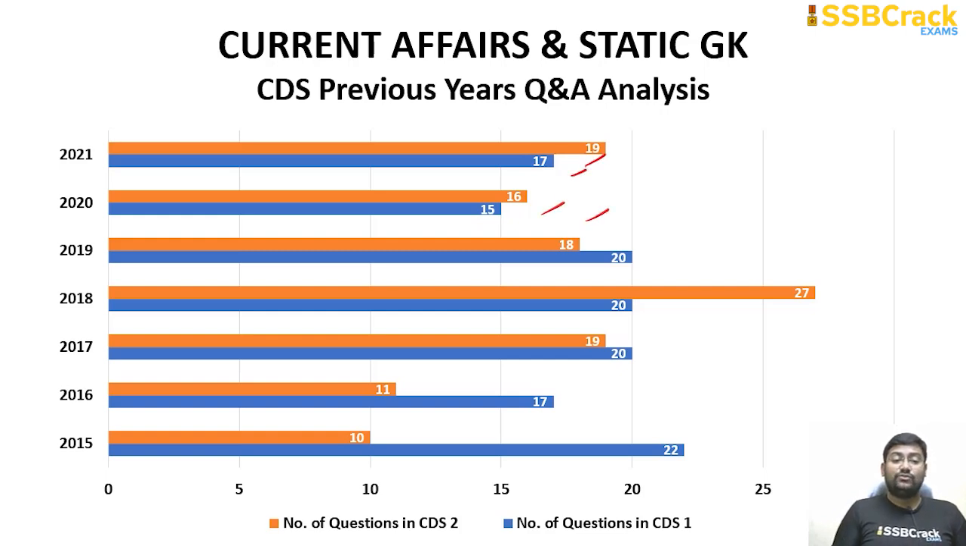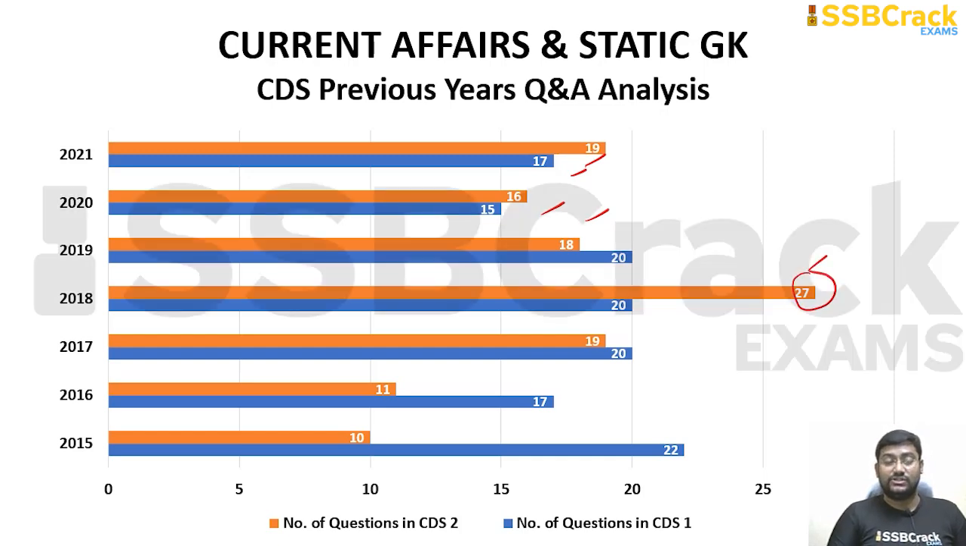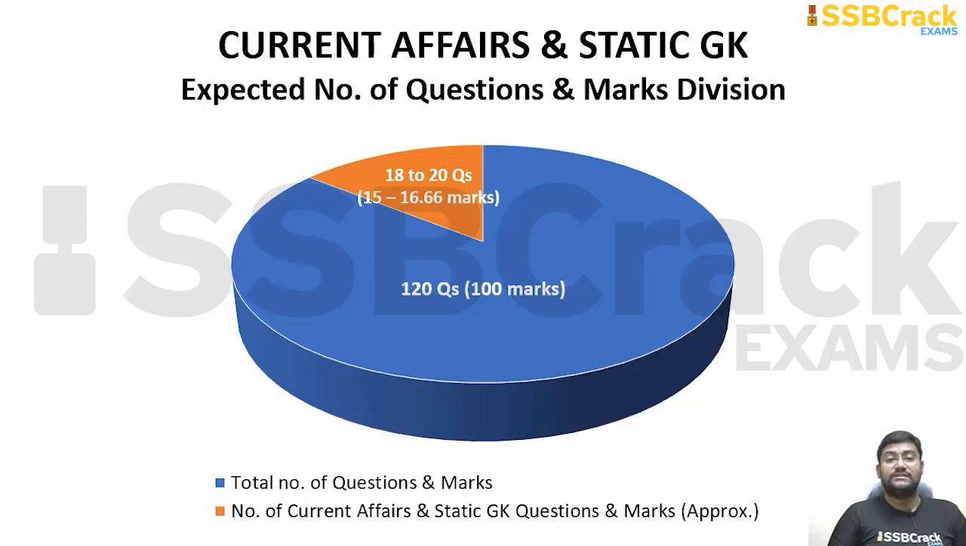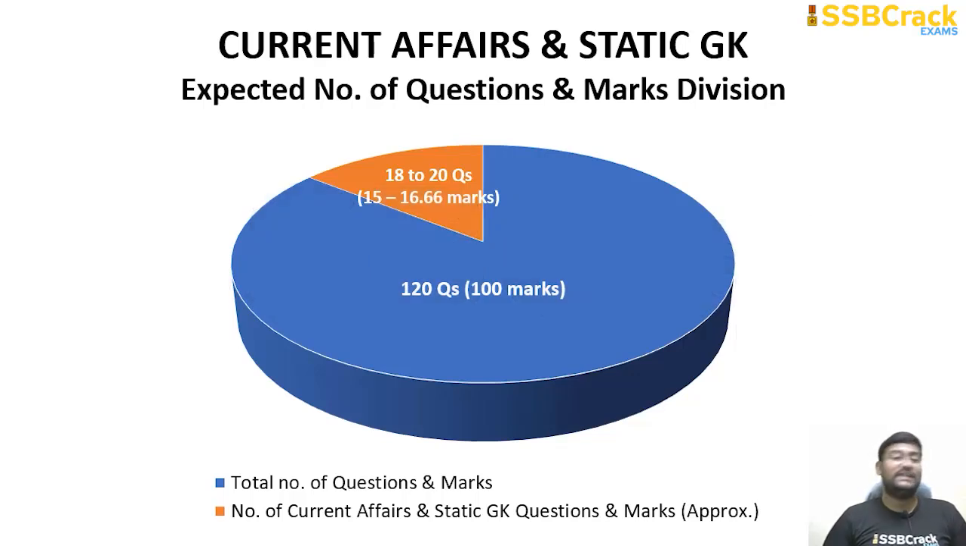Here you can see in 2018 CDS 2, 27 questions have been asked from current affairs and static GK alone. So going through that trend, this year also you can expect somewhere around 15 to 20 questions coming from this section alone, which can easily fetch you somewhere around 15 to 16 marks.